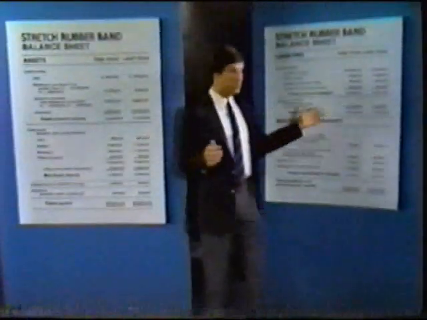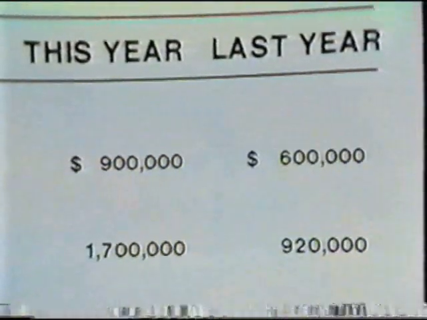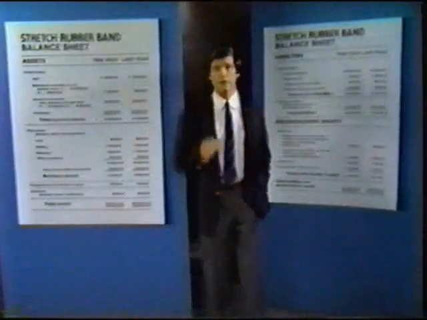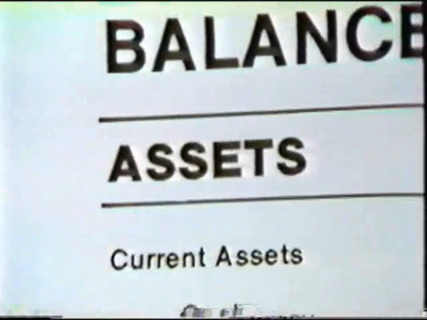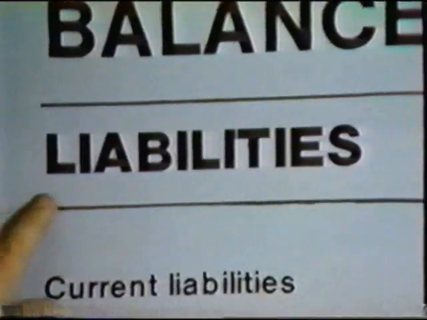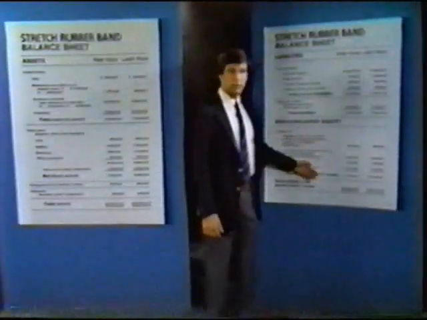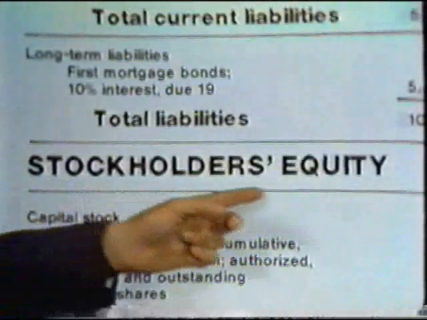And I want you first off to notice that this balance sheet on both sides has two sets of columns. One is labeled this year, the other last year. And on all balance sheets, you're able to get an idea of how the company's performance compares from one year to the next. Now, there are two sides to the balance sheet, and they always balance. On the left are the company's assets, and over here on the right are the company's liabilities, and down here is something called stockholders' equity.